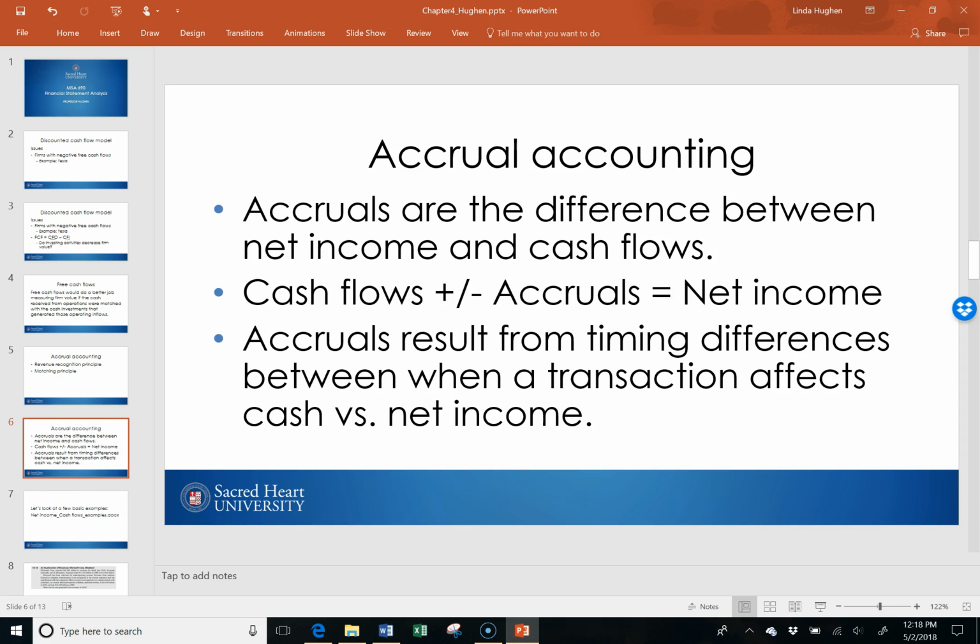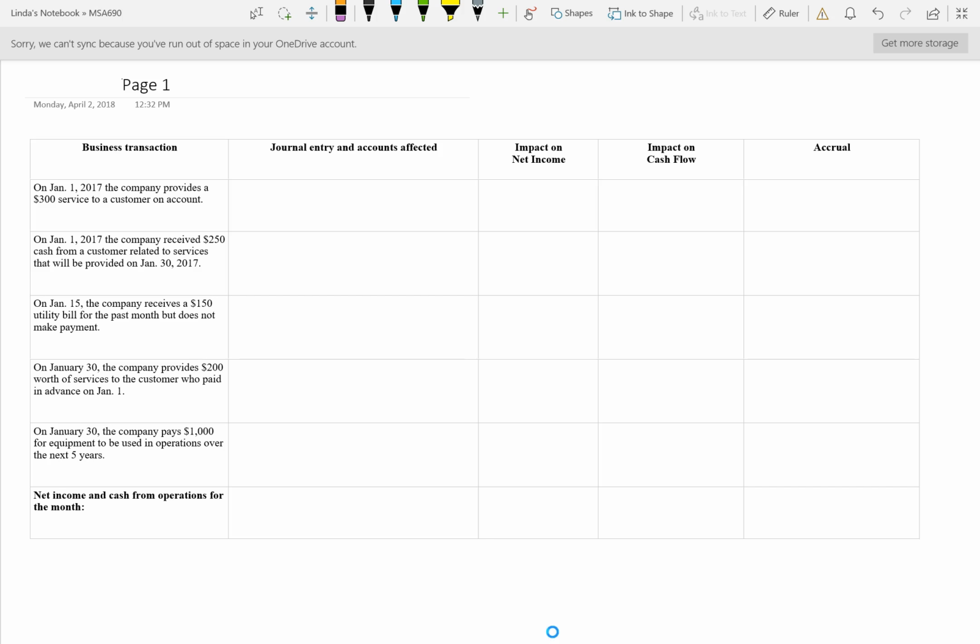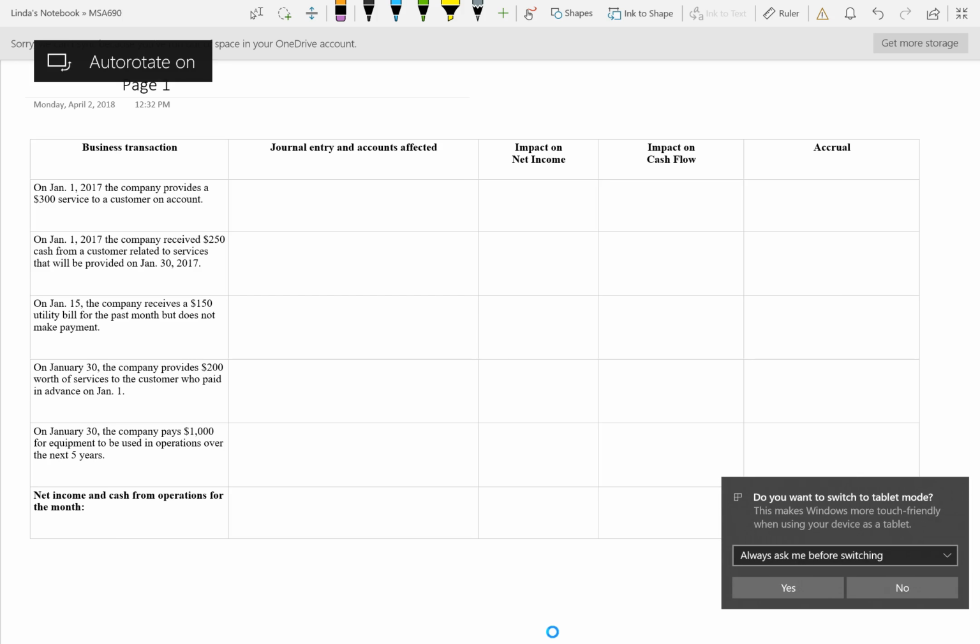The only difference between net income and cash flows is the timing of when a transaction affects cash flows versus when it affects net income. Let's look at a few very basic examples. Here are some very basic examples of the type of material you covered in your basic introductory financial accounting class. But what we're doing is focusing on how transactions differ between how they affect net income and how they affect cash flows.